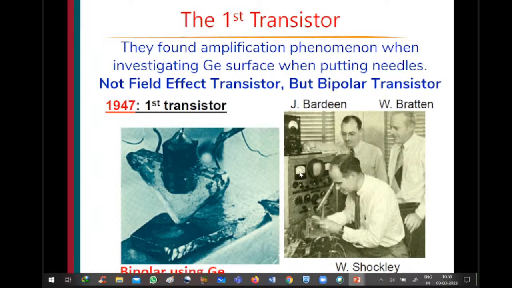All of you must know Bardeen, Brattain and Shockley, who were later awarded the Nobel Prize for their discovery of this BJT. This was germanium, and they were inserting some needles. If you really want to fabricate a BJT, there are a lot of things. If you are a physics or electronics person, you know the base should be very narrow and the doping should be correct. They did not know everything at that time, but this was an accidental discovery.